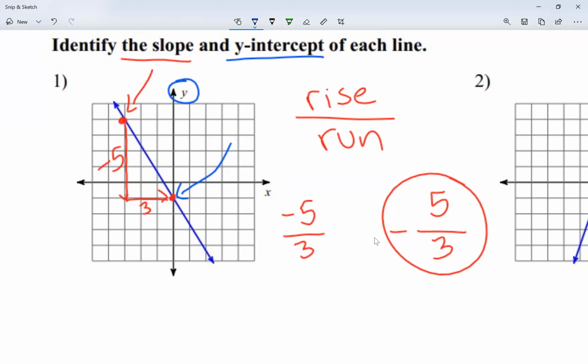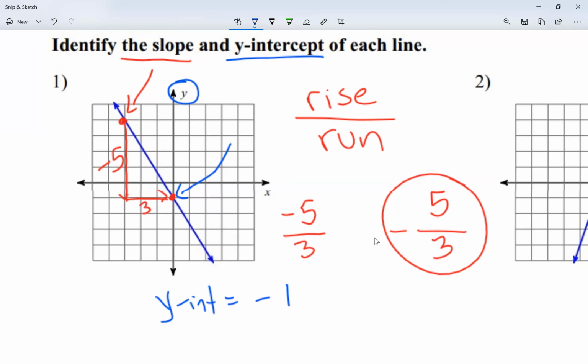Now, the y value in that case is a -1. So my y-intercept is a -1. As a matter of fact, I could even write this as a coordinate, 0, -1.